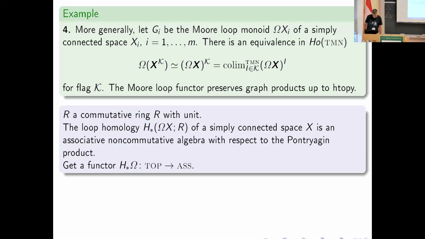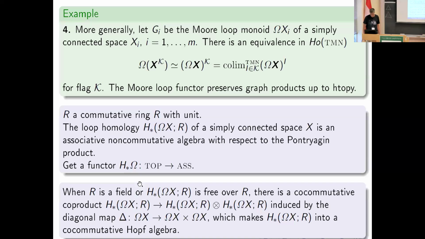Now you can do algebras as well. So associative algebras first. If you look at the homology of the loop space with coefficients in some commutative ring with unit, then it is an associative non-commutative algebra with respect to the Pontryagin product. You get a functor from topological spaces to associative algebras. And in fact, this is not just an associative algebra if you work over a field, or when your loop homology is free over R, it's actually a Hopf algebra, because you have this diagonal map which makes it into a co-commutative Hopf algebra.